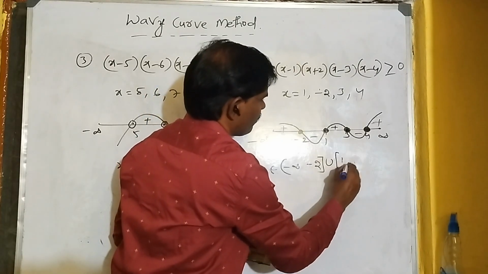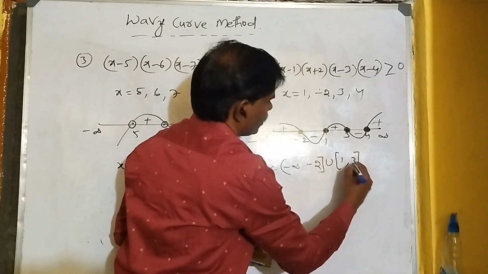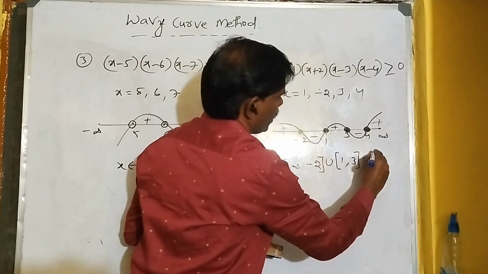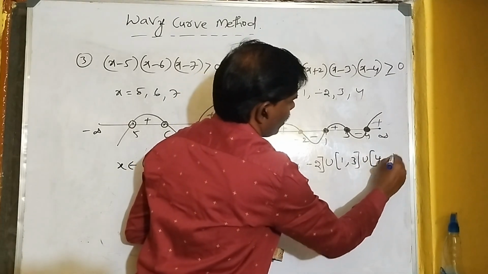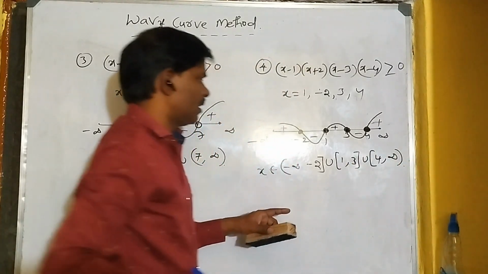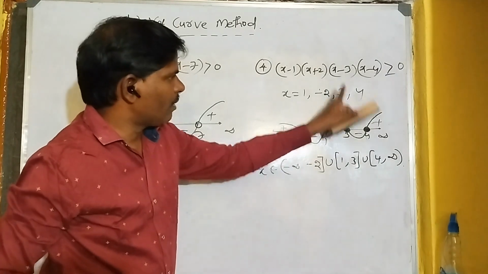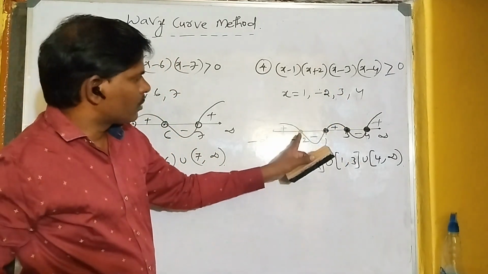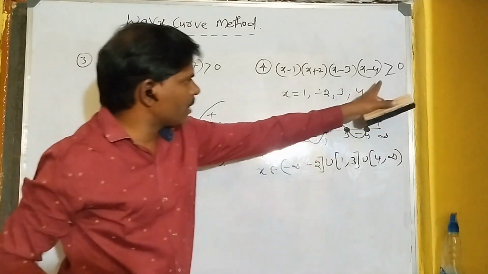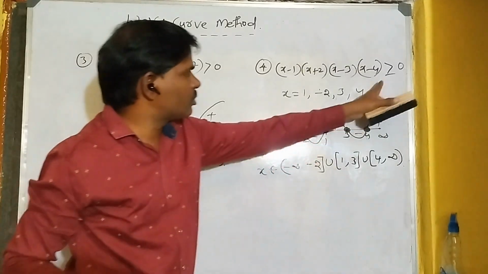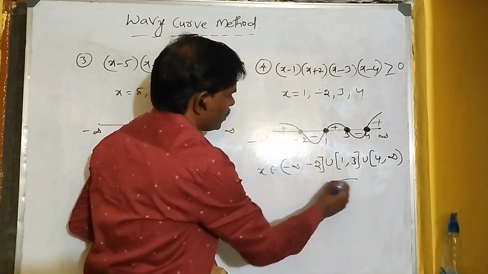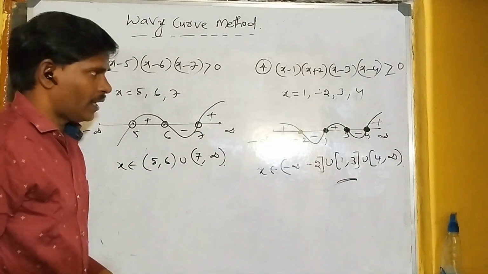This is also closed interval, 1 comma 3 closed interval. Next union closed interval 4 comma infinity. This is our answer. Okay, understand? Thick. This is the R equal to and the positive value. This is the answer. Okay, right.